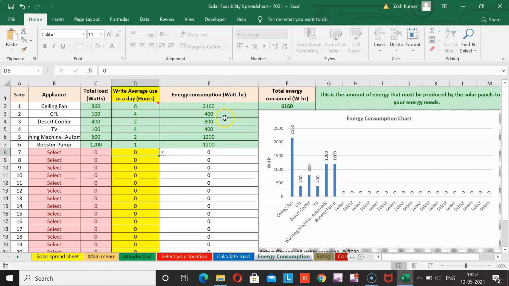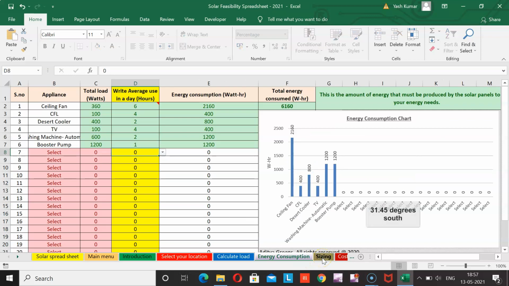Under column C, you will find the energy consumption of each electrical appliance, and total energy consumption comes out to be 6160 watt hours. So this is the amount of energy that my solar panels should produce to run my electrical appliances. The energy consumption chart is the pictorial description of the amount of energy consumed by each category of electrical appliance.